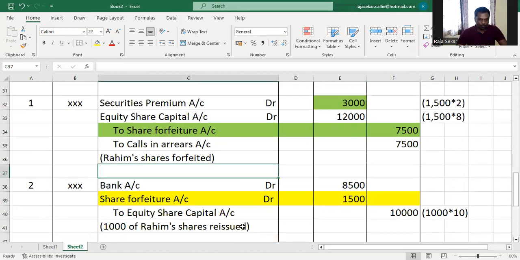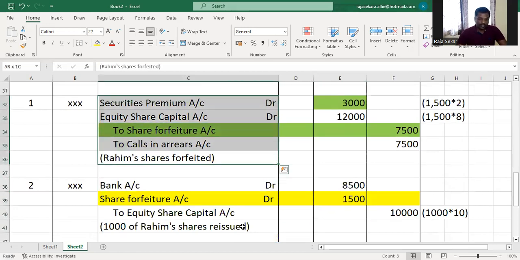And then the share forfeiture entry is very simple when you know that premium has not been received. Securities premium account will be debited, share capital account will be debited, share forfeiture account will be credited, and calls in arrears account will be credited. Securities premium account will be debited with the amount of premium called up but unpaid. Share capital account will be debited with the amount of capital called up but unpaid. Share forfeiture account will be credited with the amount paid up by the shareholder, and calls in arrears will be credited with the amount of calls in arrears.